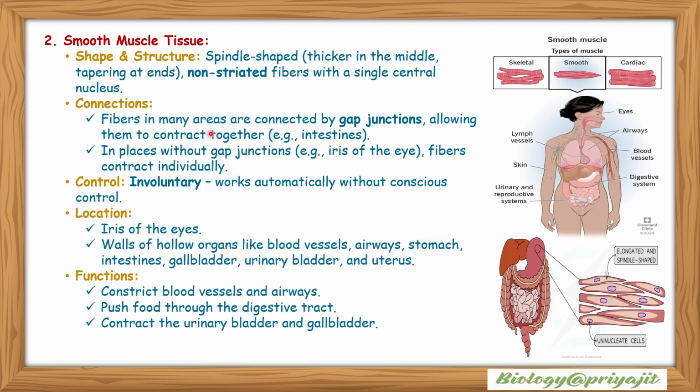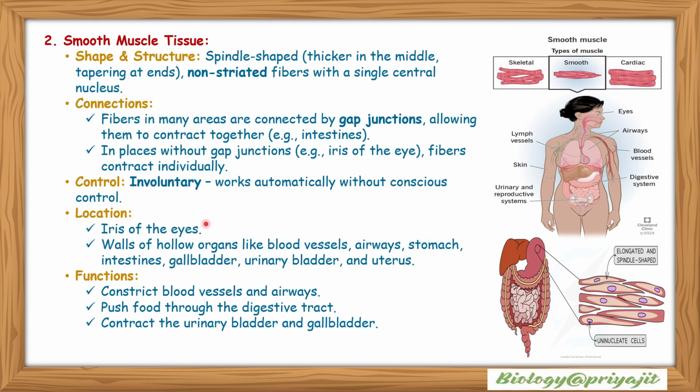Connections: their muscle fibers in many areas are connected by gap junctions, allowing them to contract together, such as in the intestine. In places without gap junctions, for example the iris of the eye, smooth muscle fibers contract individually. So where there are gap junctions, they contract together, but where the gap junction is absent, they contract individually. Their control is involuntary, that means they work automatically without conscious control.